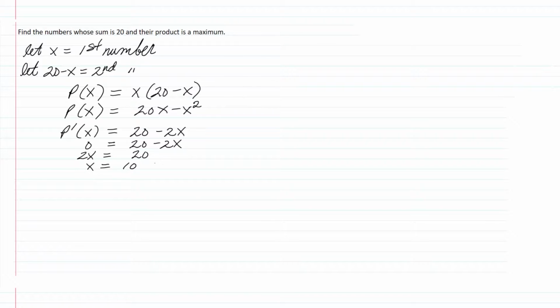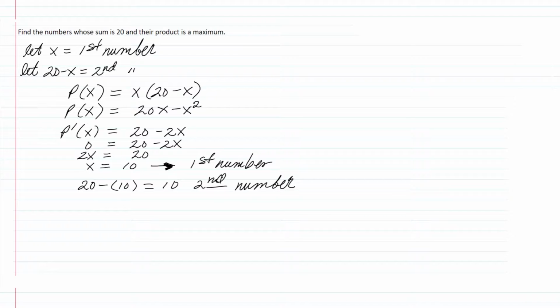So if x is 10, that's our first number. And 20 minus x, well, 20 minus 10 will be our second number, and our second number is also 10. Okay, so there's a quick example of an optimization problem. So let's take a look at another optimization problem while we're at it.